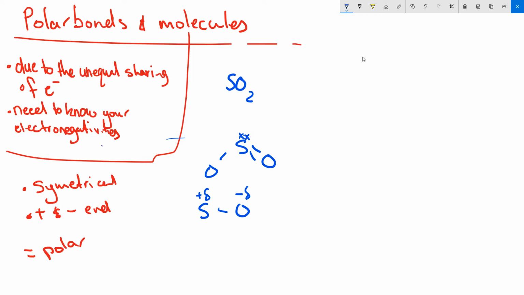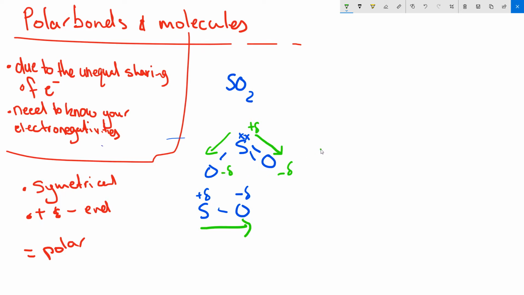So we have a net dipole moment going from sulfur to oxygen. So we have polar bonds present in this molecule. We haven't decided if it's polar or not, but we know that at least we have polar bonds. So in this case, we look at the net dipoles, and one is going that way and one is going this way. So we have a partially positive end and we have a partially negative end over here.